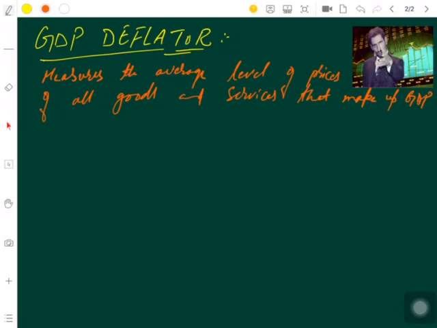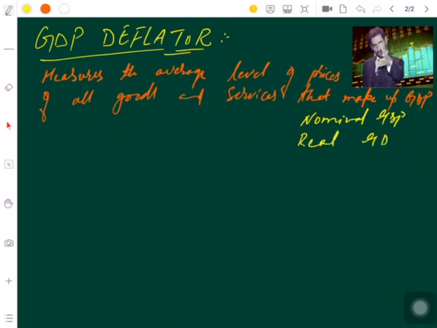So when you calculate this GDP deflator, it is calculated as the ratio. And when we talk of the ratio, it means we divide something by something else. So it is the ratio between nominal GDP to real GDP. So I am here taking two names: one is nominal GDP and the other is real GDP.